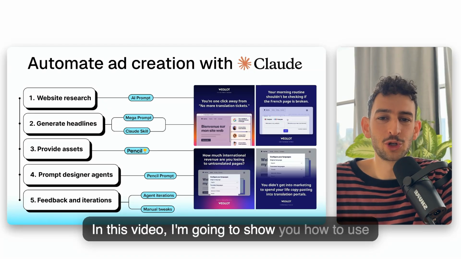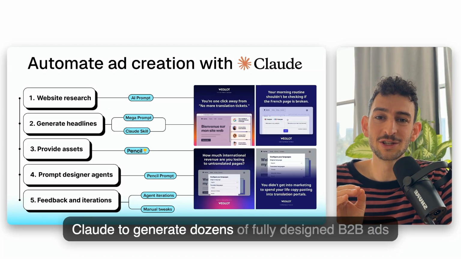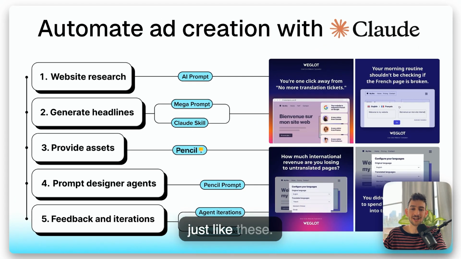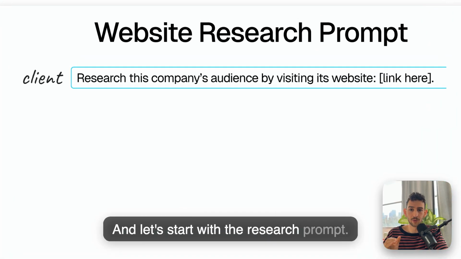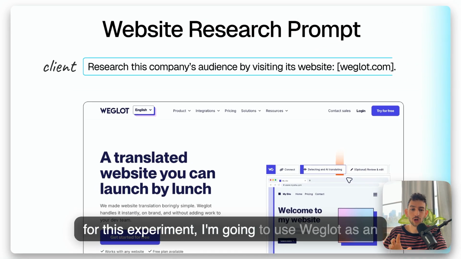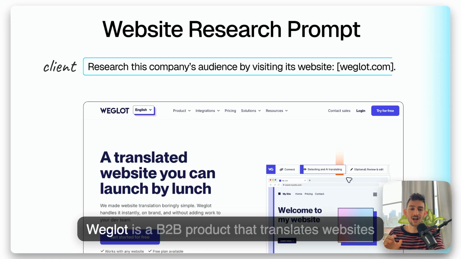In this video, I'm going to show you how to use Claude to generate dozens of fully designed B2B ads just like these. And let's start with the research prompt. For this experiment, I'm going to use Wiglot as an example. Wiglot is a B2B product that translates websites automatically.